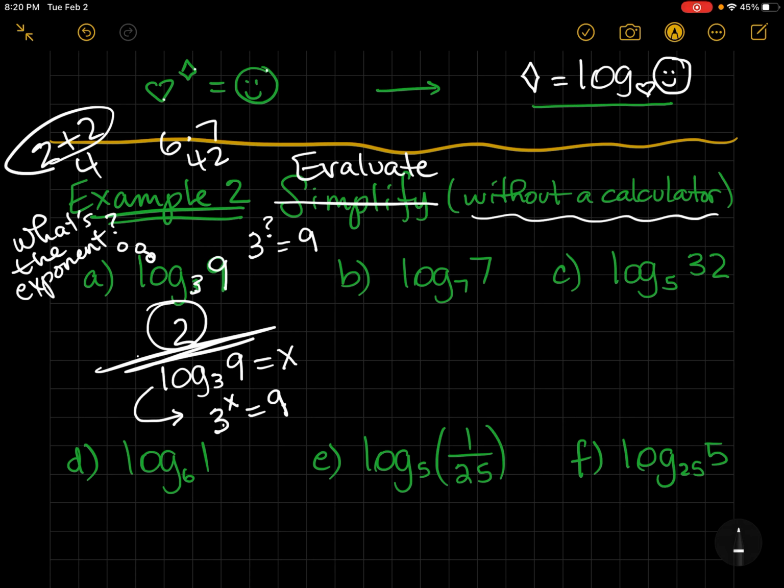So now, what is log base 7 of 7? This is saying 7 to what power equals 7? 7 to the first power. So log base 7 of 7 is 1. 5 to what power equals 32? No power exactly. We need a calculator.